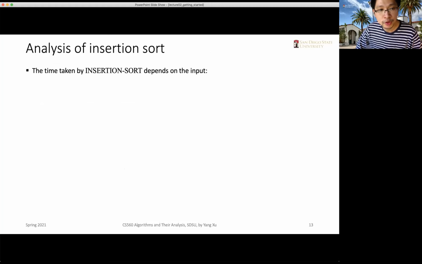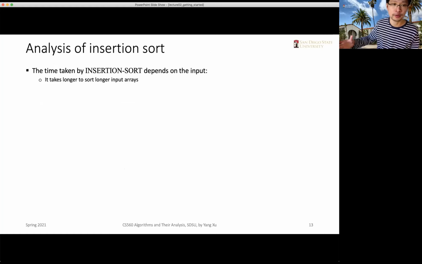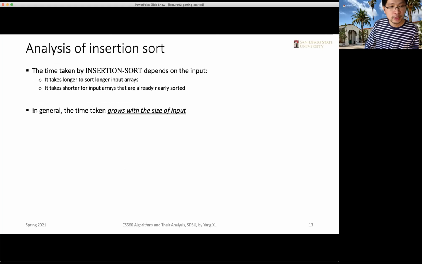If now we are going to analyze the running time of insertion sort, it really depends on the inputs. Because it's an easy question: it takes longer to sort longer input arrays anyway, right? So we need to find a function that defines how the running time will grow with the size of the inputs. That's really the key property we want to define for insertion sort.